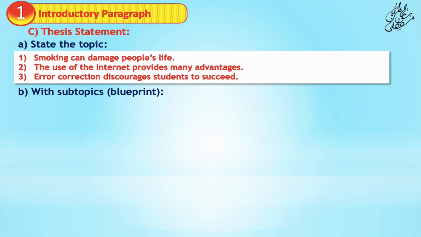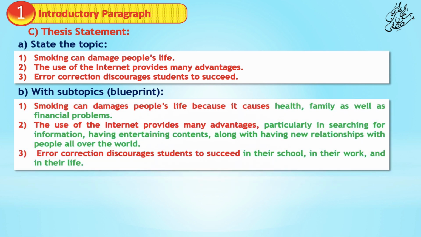These sentences somehow look like topic sentence in a paragraph. To make it a thesis statement, it should be written with subtopics as a blueprint. Here we have these subtopics highlighted in green colors. Through this section, these statements indicate the patterns of an essay organization. That is, health problems should be the first paragraph of the body, while family problems should be the second. And the third one is financial problems.